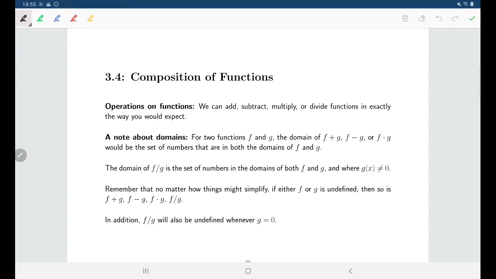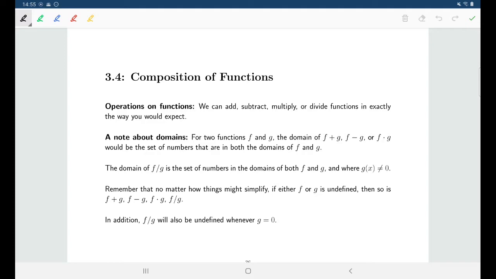Welcome back. In this video, we're going to be talking about operations on functions. So taking two functions and adding them or subtracting them or multiplying them together. And we'll also be talking about a special operation, composition of functions.